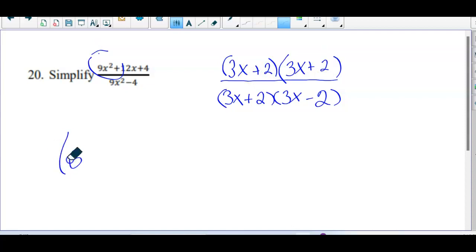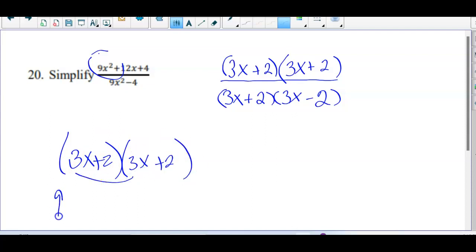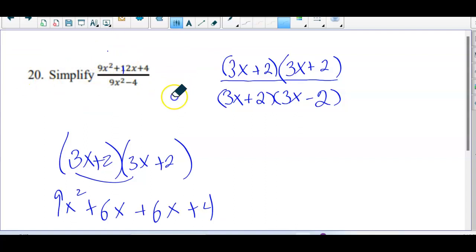I'm going to show you why those are the factors at the top. I'm just going to write it over here messy. And I'm going to FOIL it. First, outer, inner, last, right? And wouldn't that combine to give me the 12x there? So those are the factors, right?